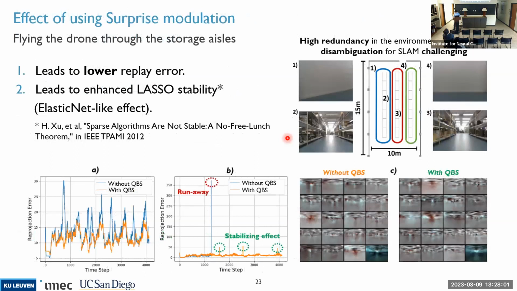Okay. Then, once we had this mathematical derivation, we wanted to try it out with some data to see what kind of properties it has. What we did is that we used the RGB output of our camera to collect RGB data as our drone was flying around in the storage aisles. So here you see the storage aisles.